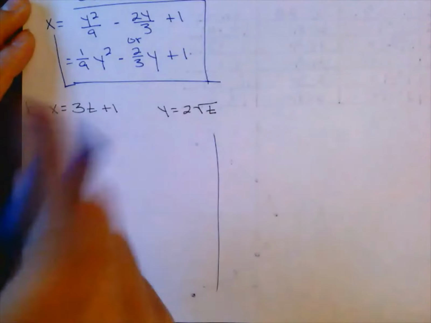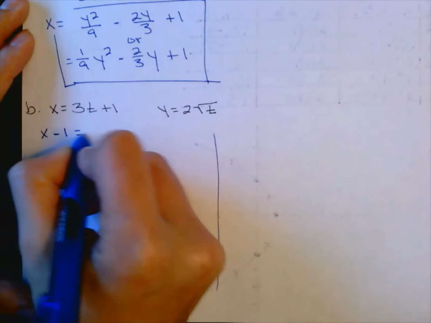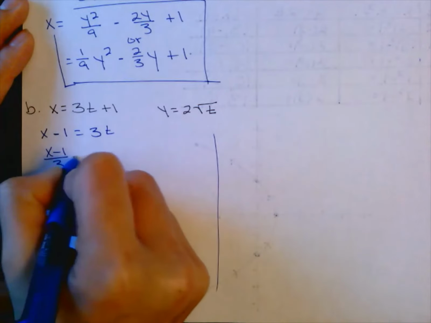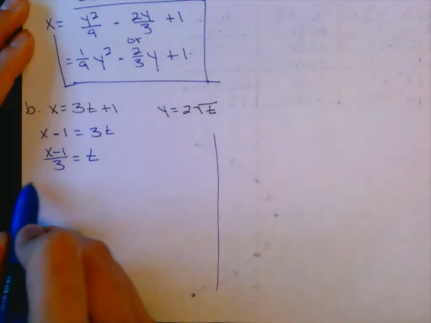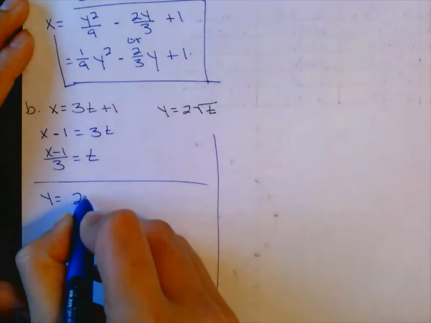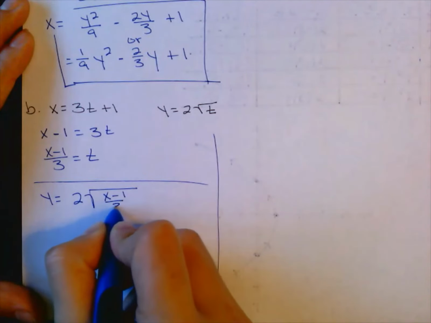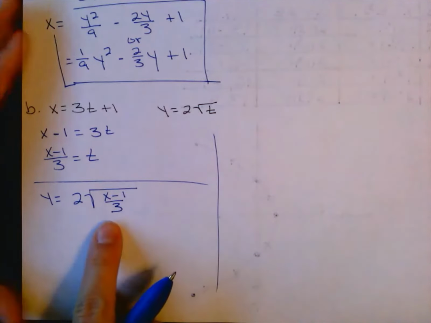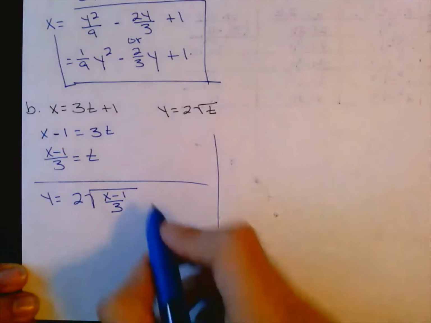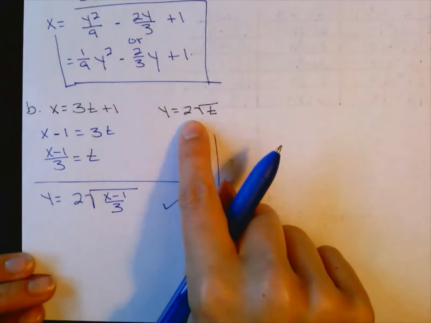If I choose to isolate this one, I'm going to subtract the 1 over and then divide by 3. Right? Now that t is isolated, I'm going to plug it into the other. y equals 2 times square root, instead of t, I'm going to put what t was here. And technically I'm done, I have y isolated, and I have no more t's. I eliminated the variable. The other way I could have done it was isolating it here first.